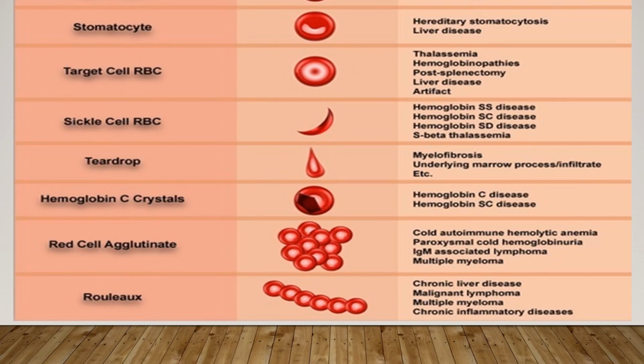And this is also another table that shows peripheral morphology findings of the RBC and the possible underlying causes. For example, target cells may tell us the presence of thalassemia or post-splenectomy or hemoglobinopathies, whereas teardrop might be due to myelofibrosis or underlying marrow process or infiltrative disease. And stomatocytes may be due to hereditary stomatocytosis and the like.